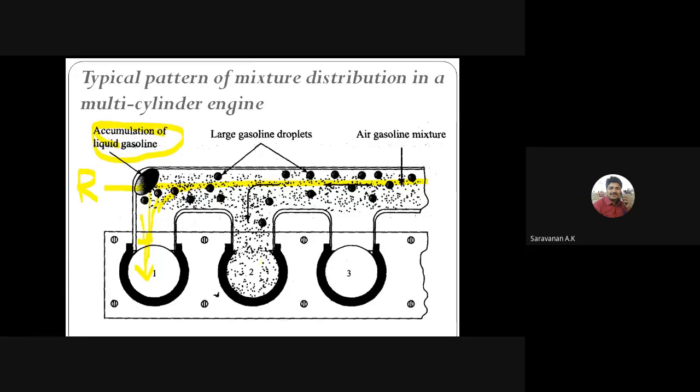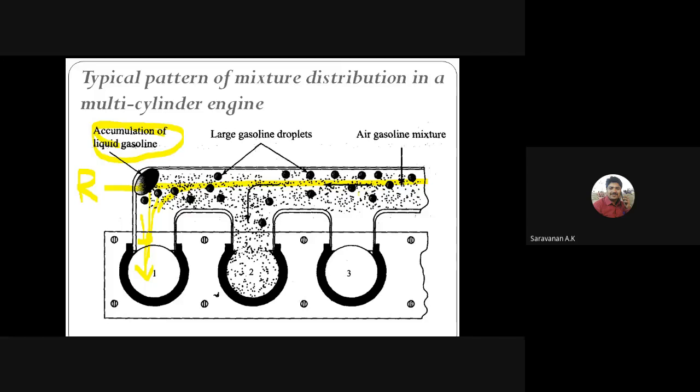When the cylinder is nearby the carburetor, it will automatically get a lean mixture. When the cylinder is away from the carburetor, we get a rich mixture. So we have a different type of mixture in each cylinder, right? It is very difficult.